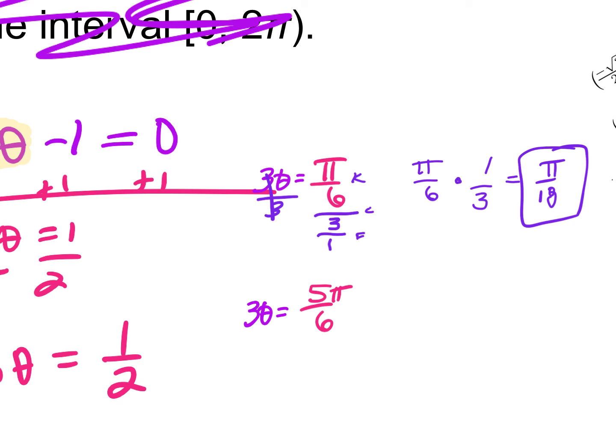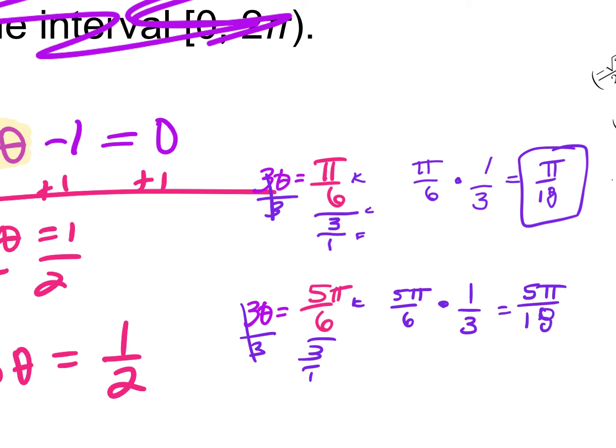So same thing here on the bottom. We're going to divide both sides by 3. Keep 5 pi over 6. Change division and multiplication. And I flip. This is really 3 over 1, so that becomes 1 over 3. So I end up with 5 pi over what? 18. Perfect. Good. So when you have a number either multiplied by theta or you're dividing theta by the number, you're going to have one extra step. This is called the function of multiple angles.